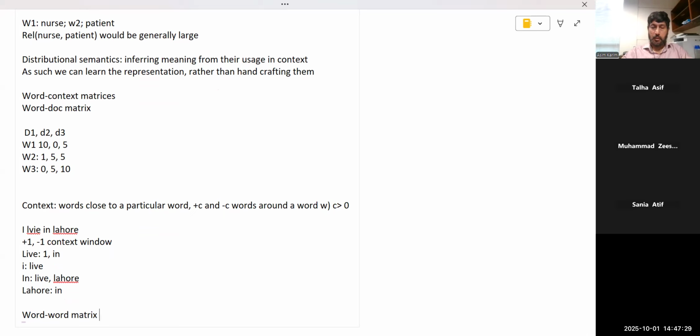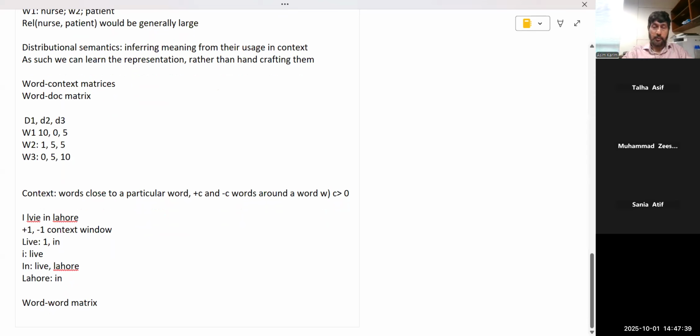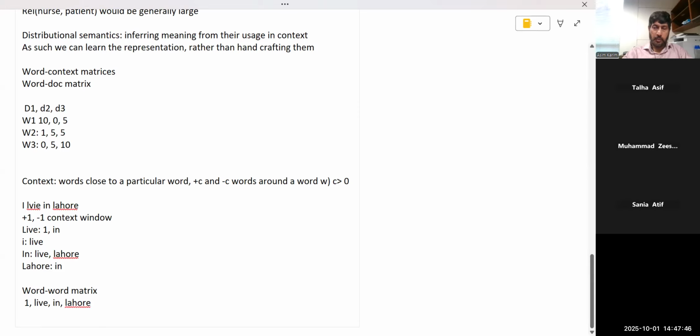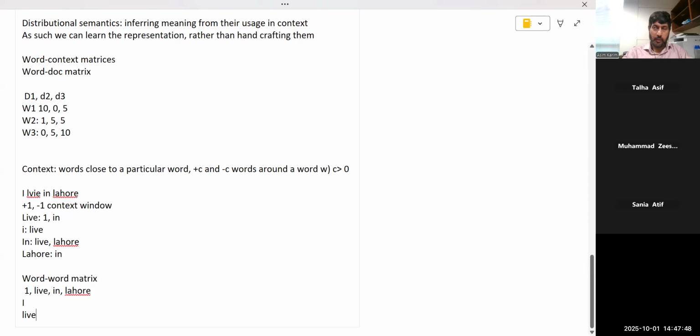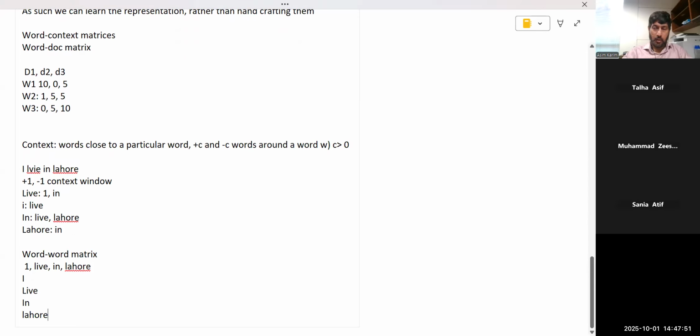ठीक है. सो वो किस तरह? सो लेट्स से, यही वाली एग्जांपल ले लेते हैं, छोटी एग्जांपल. लेट्स से मेरे पास कॉलम्स हैं: आई लिव इन लाहौर. और मेरे पास जो रोज हैं वो भी आई है, लिव है, इन है और लाहौर है. बट ऑफ कोर्स माय कॉर्पस वुड बी वेरी लार्ज. ठीक है ना. बट फॉर दिस स्मॉल एग्जांपल.